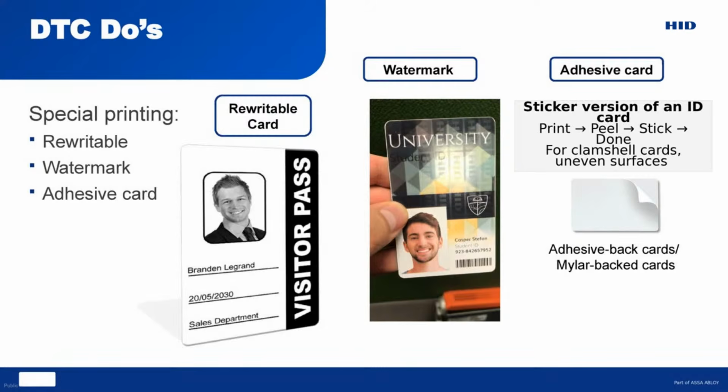For the watermark, it adds very simple visual security features to make copying more difficult. And lastly, on the right-hand side is what we call the adhesive card, which is used when the card surface is not suitable for direct printing, for example a clamshell, because it's very thick. We print first, then peel and stick. So this is called an adhesive card. It's very good for using the DTC printer to do that.